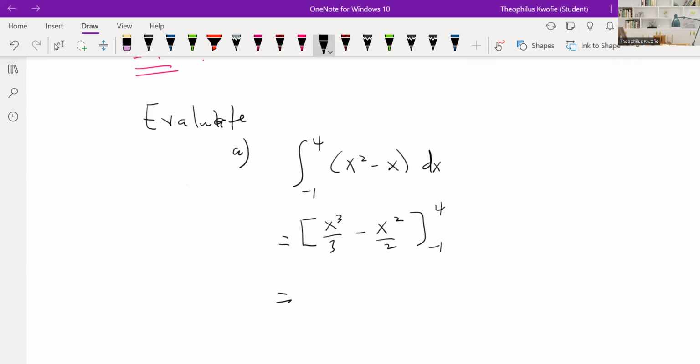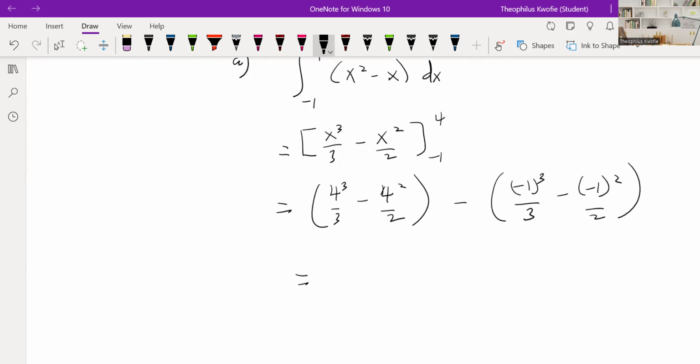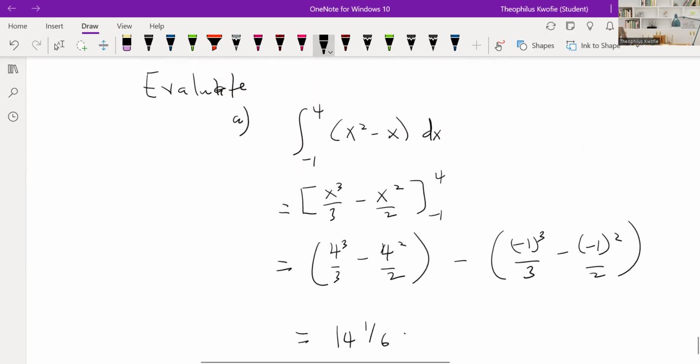The first thing to do is to plug in the upper limit. So by plugging in the upper limit, then we plug in the lower limit. And if you use a calculator, you should be able to get 14 and 1/6. Okay, very, very important. So this is our A part.